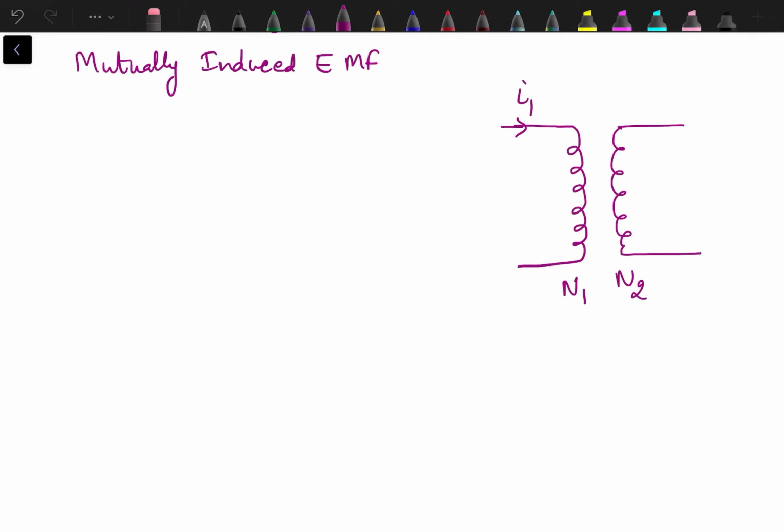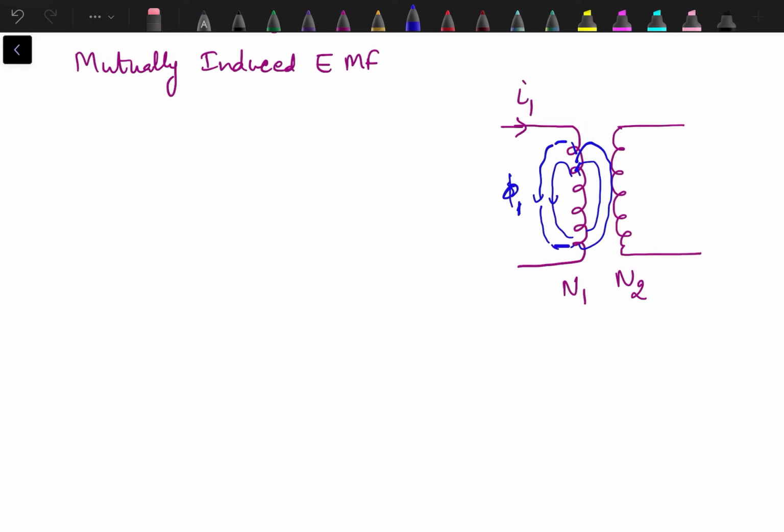Current I1 is flowing in the first coil, and because of that, flux phi 1 is produced. Now, this flux phi 1 is linking with the second coil as well. Now, it's not necessary that it's always 100%. It may be some percentage of the flux produced.